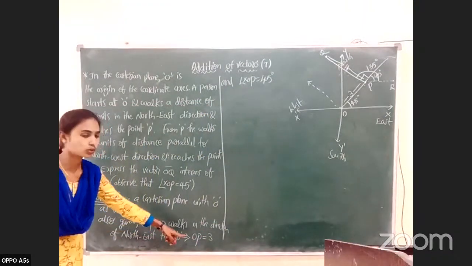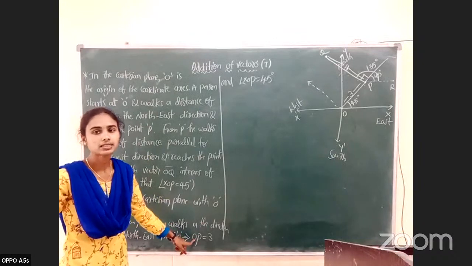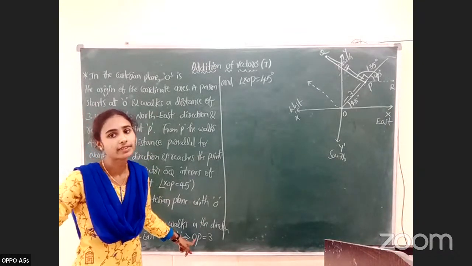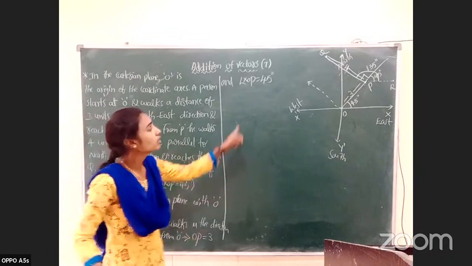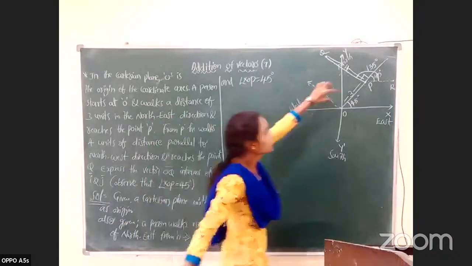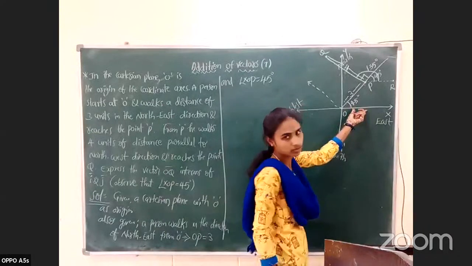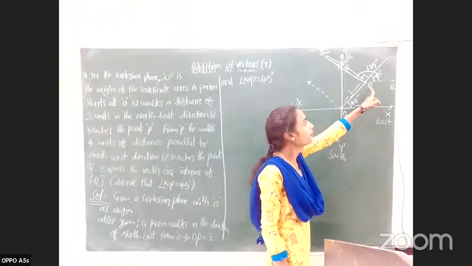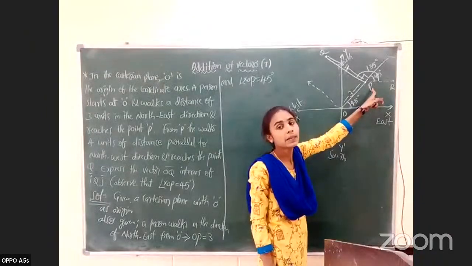By using these two, OP is nothing but the distance between O and P. That means the magnitude of the OP vector is given, and also the angle made by this vector with the positive axis is given. By using these two values, we can find the P vector.